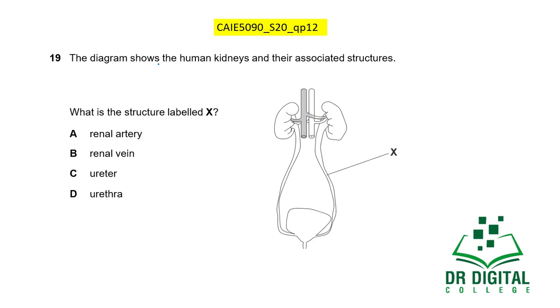In this question, the diagram shows the human kidney and their associated structures. What is the structure labeled X? Labeled X structure is coming from the kidney and is going to the urinary bladder. So this is ureter. So answer C is correct. This is not renal artery. This is not renal vein, because this is renal artery. This is renal vein. These are renal artery and vein. And urethra, this is urethra. So ureter is the correct answer. So answer for this question is C.